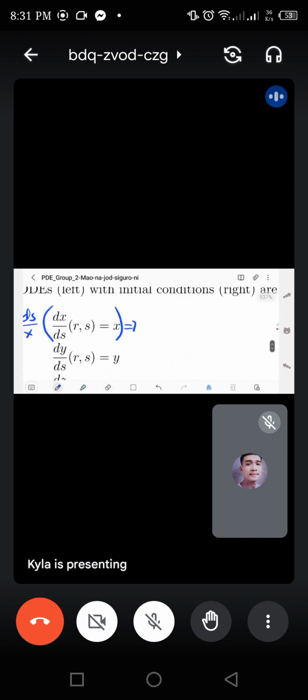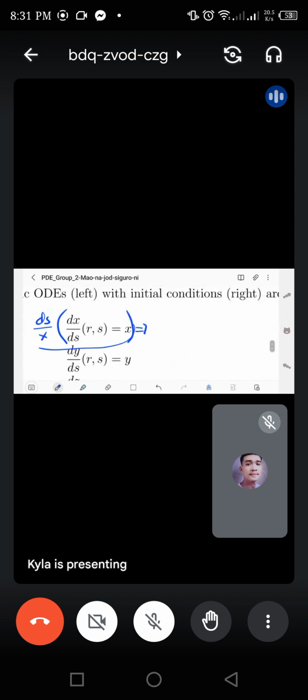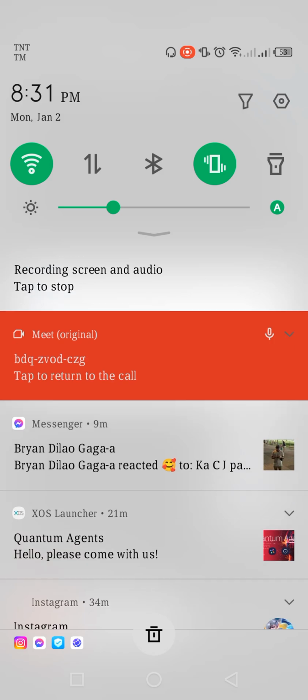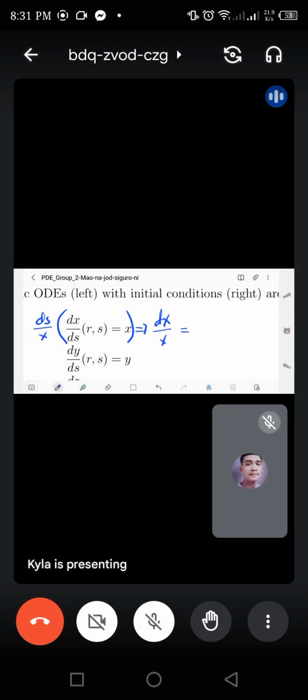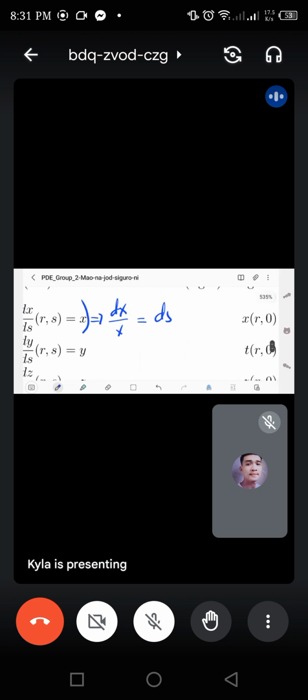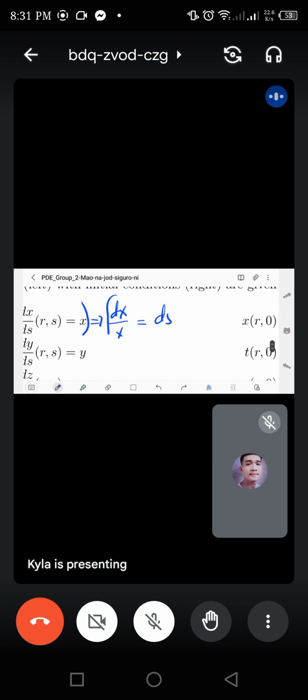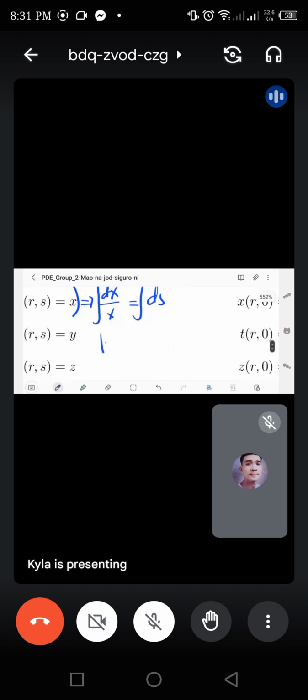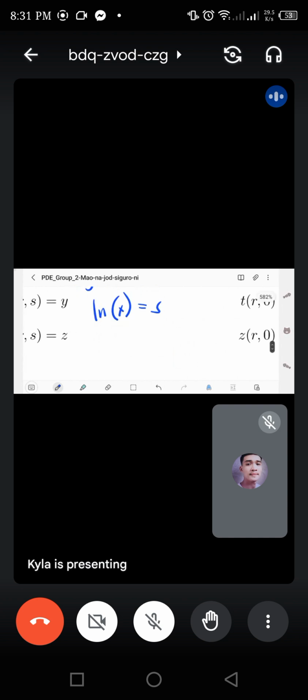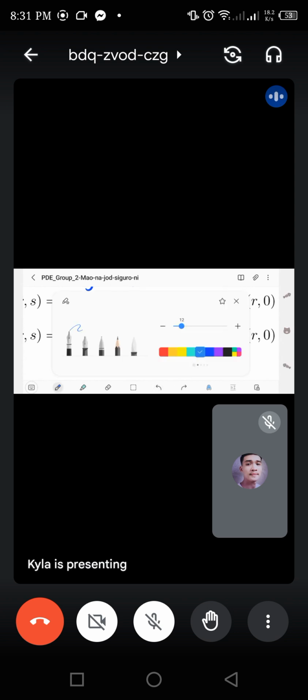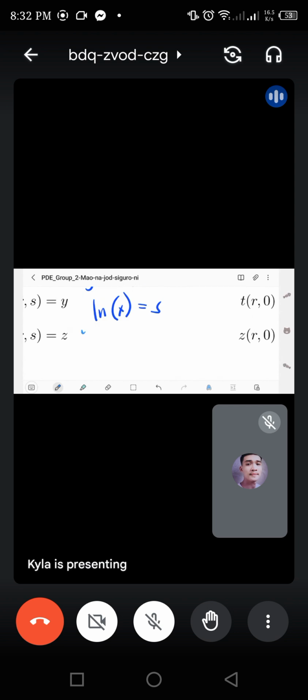So, multiply both sides by this. What remains is dx over x and ds. And then integrate. So this is ln x, and then s. And then we want the ln to disappear, so to remove the ln, we make it an exponent of e.